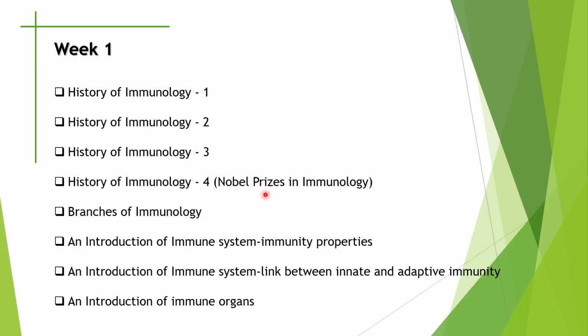So this is the week 1 session. Here we have history of immunology 1, 2, 3 and 4, which also covers the Nobel Prizes in immunology, the basic introductions and history. And then we have branches of immunology, an introduction to the immune system, immunity properties, the link between innate and adaptive immunity, and an introduction to immune organs. So these were the topics that were covered in week 1.